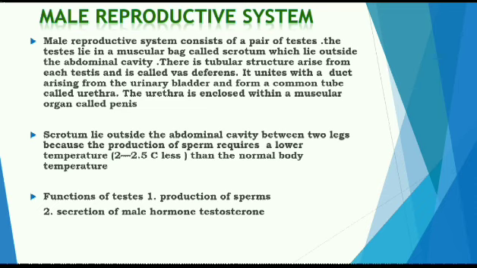Next, the scrotum. The scrotum is the area where the testis is present, outside of the abdominal cavity, between the two legs. Here sperm require a temperature 2 to 3 degrees Celsius lower than the normal body temperature, because sperm will grow easily at that temperature. The testis has many functions: it releases the hormone testosterone, which develops male secondary sexual characters and also helps in the formation of sperm.